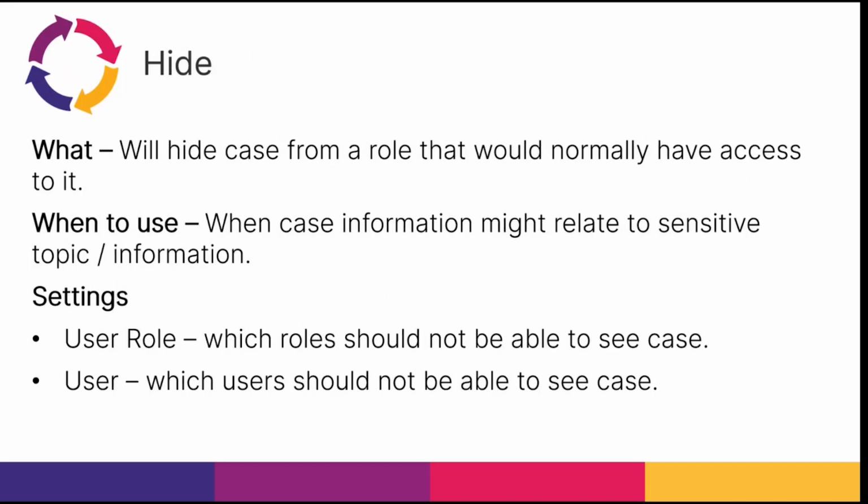Hide. So hide's a funny one, and it doesn't necessarily have an obvious use case, but hide allows us to hide certain data from users that would otherwise have access to it. And this is useful when we might have sensitive information coming in that we want users to still record, but we don't want them to necessarily have access to it. So what hide does is it will remove view access and even edit access from people with certain roles.